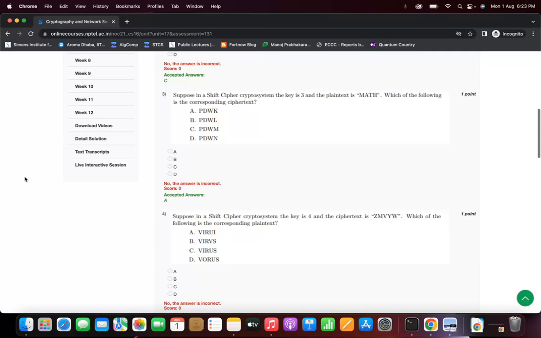So you have a string of alphabets and the shift key is three, and you want to translate every alphabet. So P D W K, correct? Simple question, but still just to get the point across. When you have a shift and there is a string, you go one by one, and you translate M to P, A to D, T to W, and H to K.